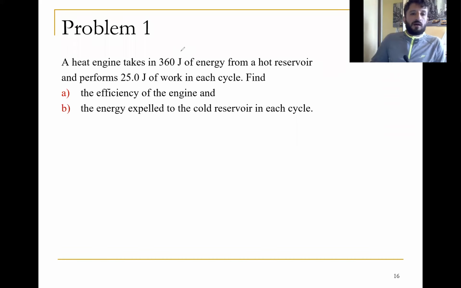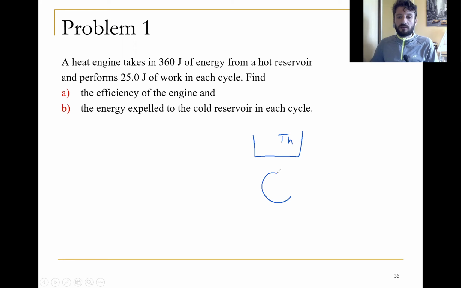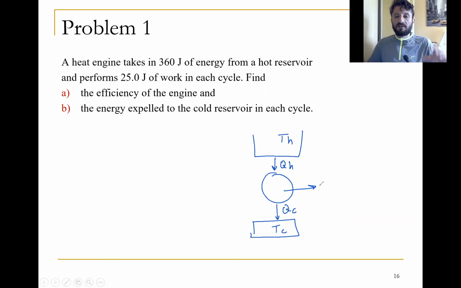Problem one, we have a heat engine. When I say heat engine, we have a hot reservoir with T hot, and the engine has some quantity of Q hot added, and we have a released quantity of heat Q cold released out of the engine to the cold reservoir with T cold. And here the crank of the engine will do a quantity of work omega.